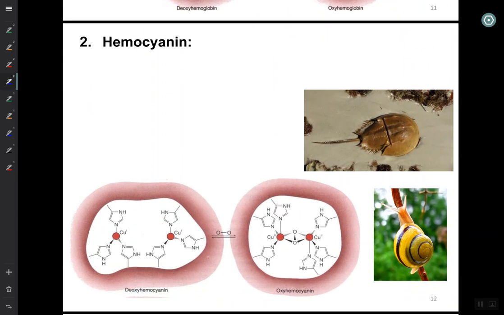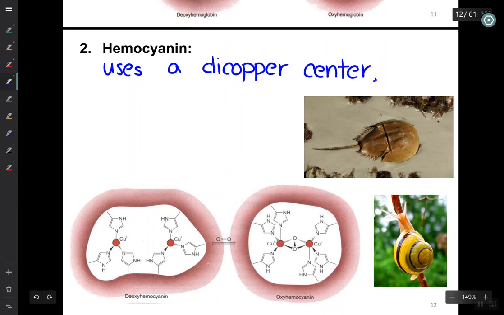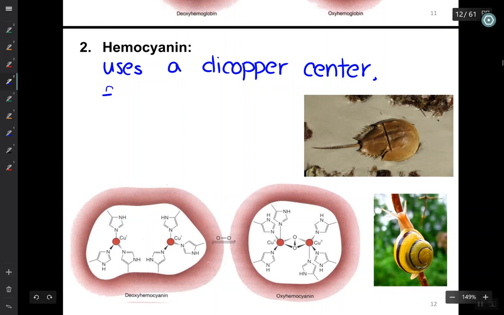Hemocyanin has a very different active site structure. It has the same function, right? It's used to transport dioxygen. But in this active site, it uses a dicopper center. And it is found in mollusks and arthropods. So things with exoskeletons.